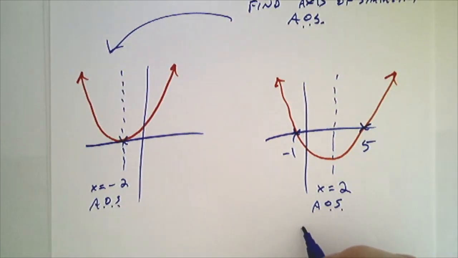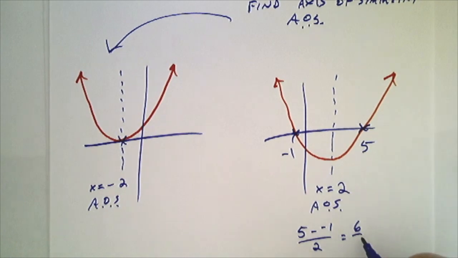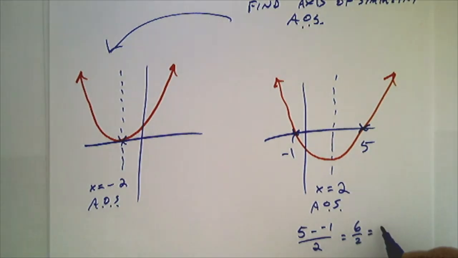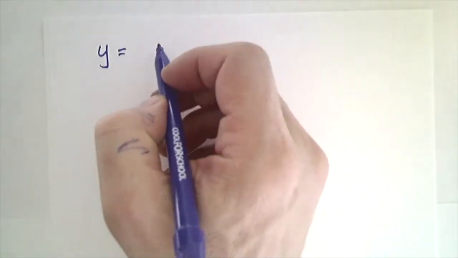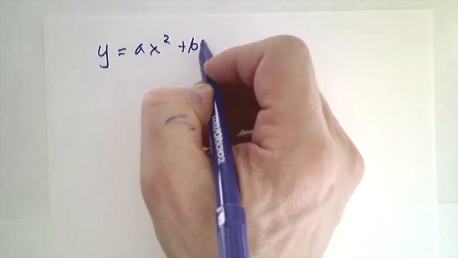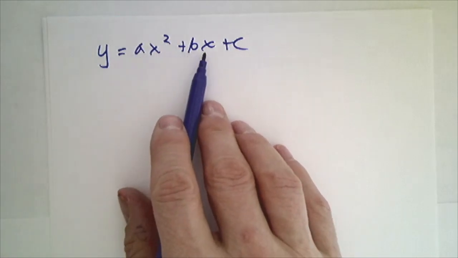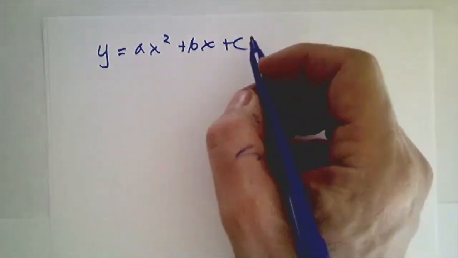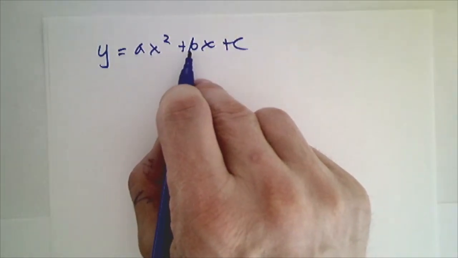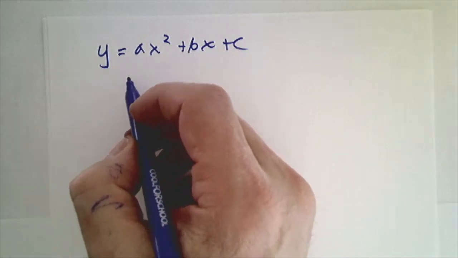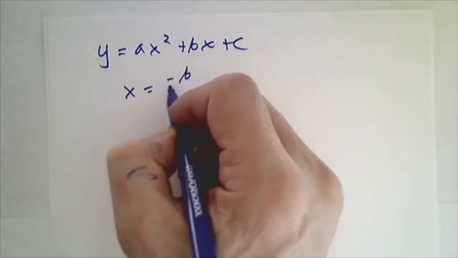Mathematically, we're talking about the difference between these 2, 5 minus -1, divided by 2, is equal to 6 over 2, which is equal to 3. So we can also find the axis of symmetry from a formula. So y is equal to ax squared plus bx plus c as a general quadratic formula, where a is the coefficient of x squared, b is the coefficient of x, c is the constant. The coefficients a and b are critical for calculating the axis of symmetry, because x equals -b over 2a.